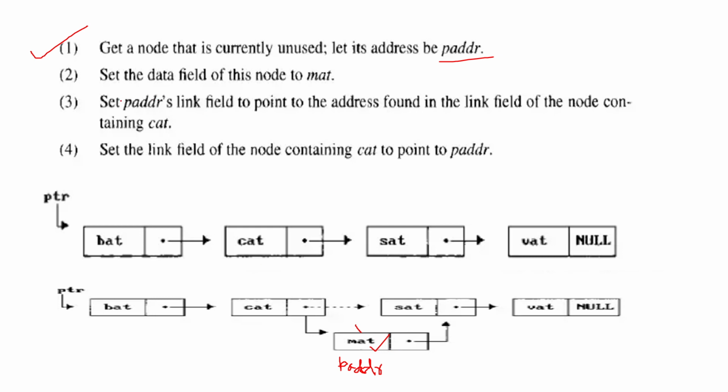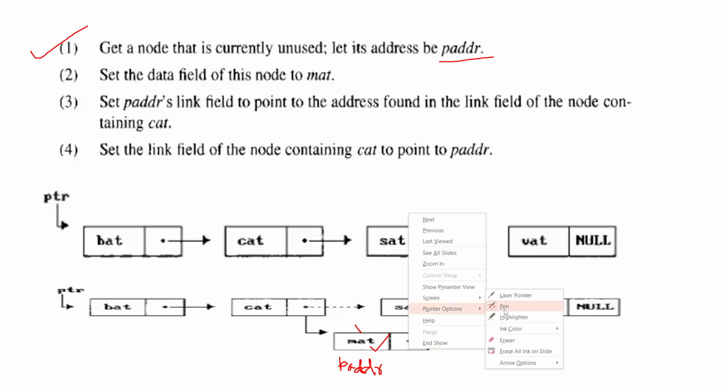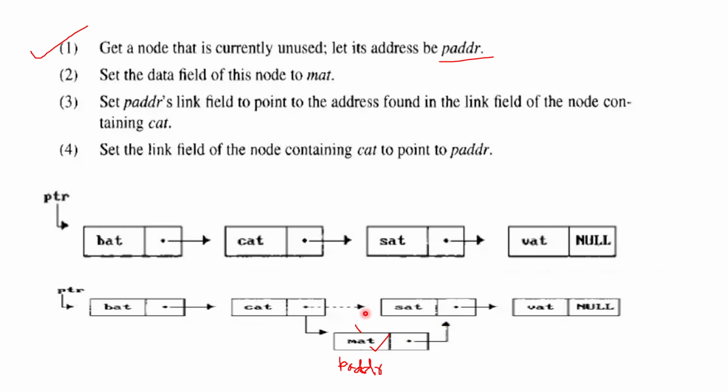The next step is to set the address. I should set the link field of this one with the address of the node following it. Suppose this is the node of interest, P. What is the address of the next node? If this is P, this field is P of link. P of link is this one. This is a link field, and this address is actually another node.